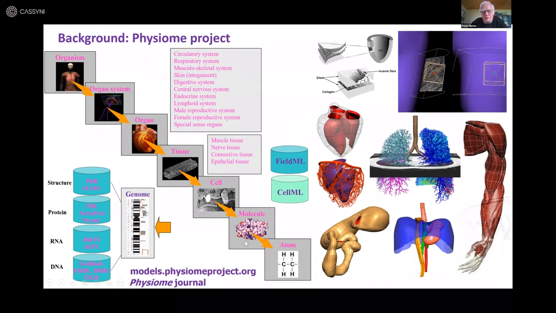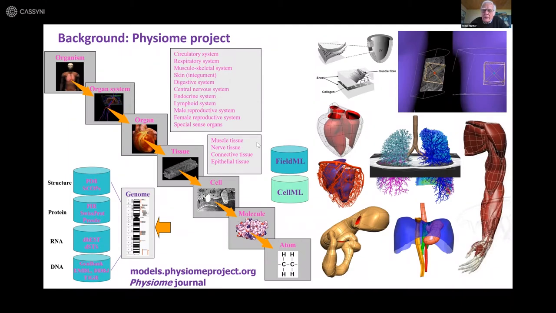And this has led to development of the CellML model repository and the Physiome model repository, which has nearly 1,000 models on it. And also recently to the Physiome Journal, which encourages reproducible modeling by providing a venue for modelers to demonstrate reproducibility of their model.